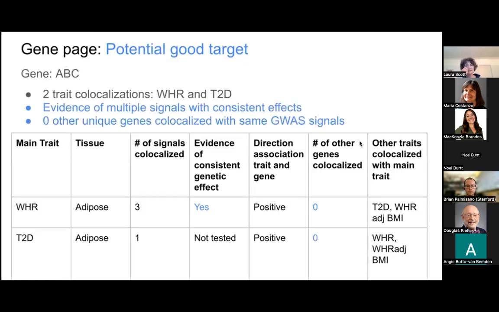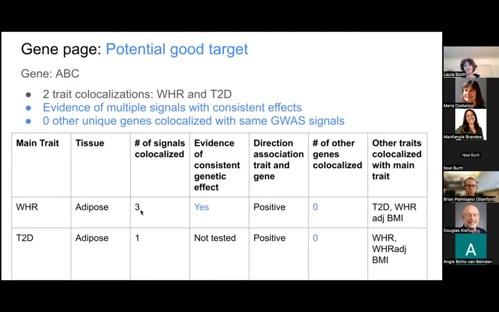Okay, so the next question is, how do we summarize that information, and what might you want to see? I've made up this imaginary gene here as a potentially good target, the gene ABC. Here I've got two trait colocalizations, one to waist-hip ratio, one to type 2 diabetes. The first thing I'm going to look for is the number of signals colocalized. Here I like this: I got 3, and I've only got 1 to T2D.